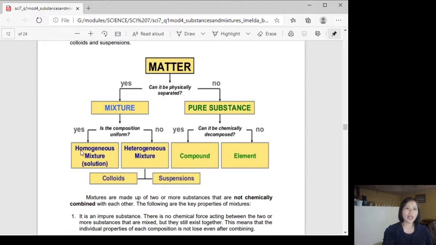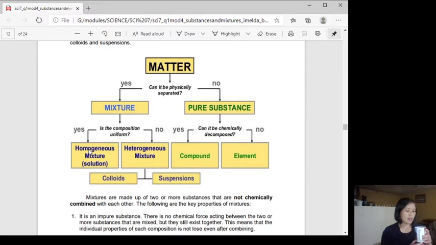So from the word homogeneous mixture, it means homo. Okay, the word homo means uniform, the same. So the composition is the same throughout the mixture. On top and then at the bottom, the composition is the same. And they cannot be visually distinguished. They cannot be easily seen.